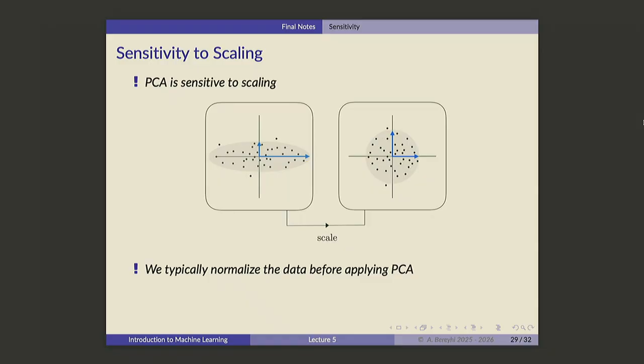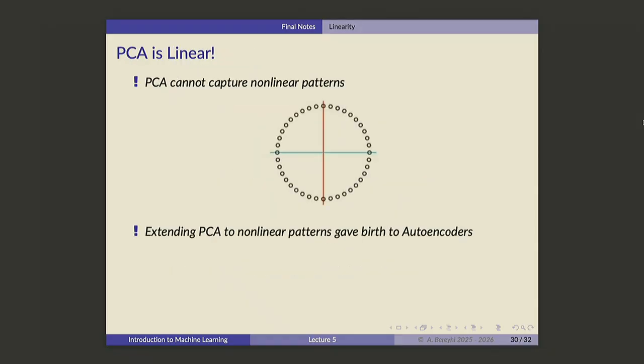This is why PCA is known to be sensitive to scaling. And the best way to deal with it is to always have your data normalized first. So you have your data normalized, and then you work with the normalized data. That is going to be more robust. This is the first thing.